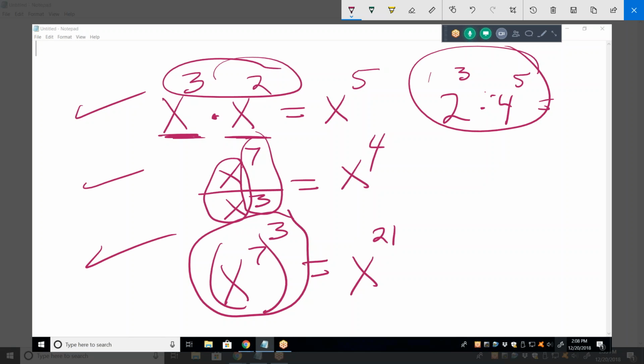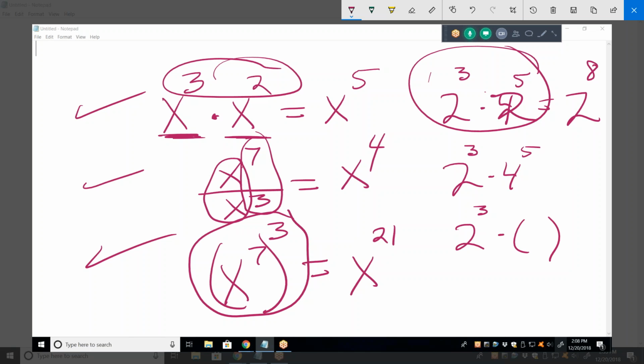If it was 2 to the 3rd times 2 to the 5th, then the answer is 2 to the 8th. But if it's different bases, you can't do anything. Actually, technically, I could do something. Let me point this out. Well, how can I write 4? What's another way to write 4? About 2 squared.